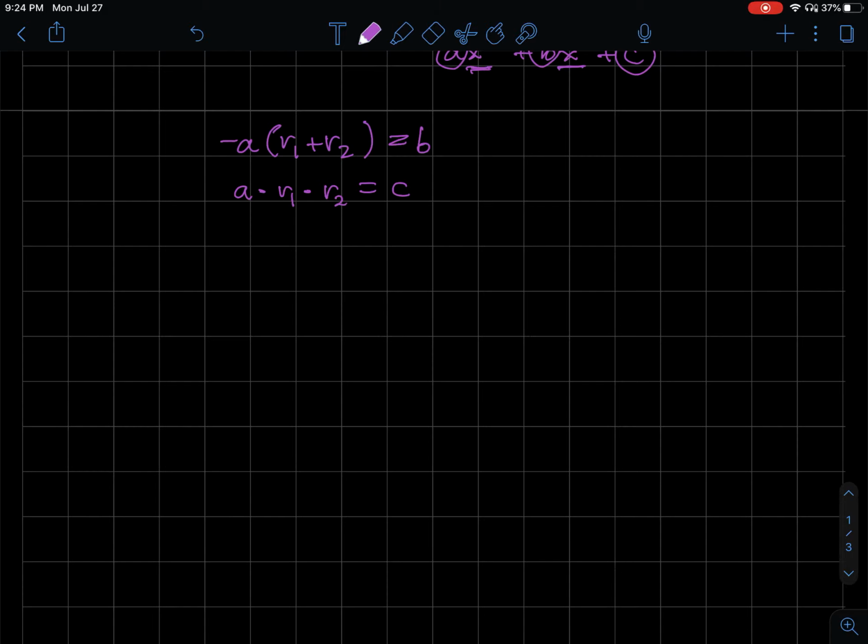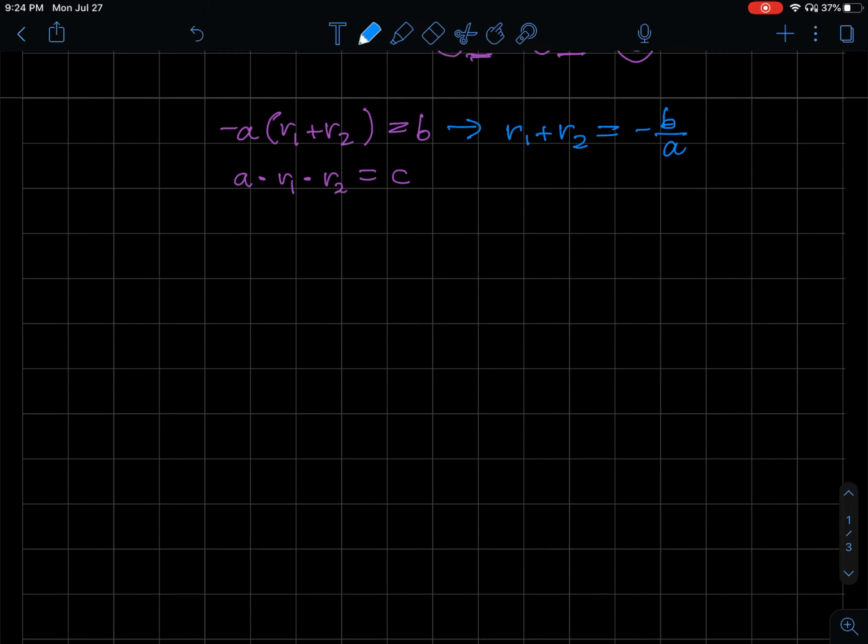Now, I want to do something to this first equation so that it'll get rid of this annoying a on the left side. Instead, all we want with Vieta's formulas is to leave us with just the roots on the left side. We want to solve for the roots. So how can we do that? Well, we can divide both sides by negative a. Doing that will give us r1 plus r2 equals negative b over a, right?